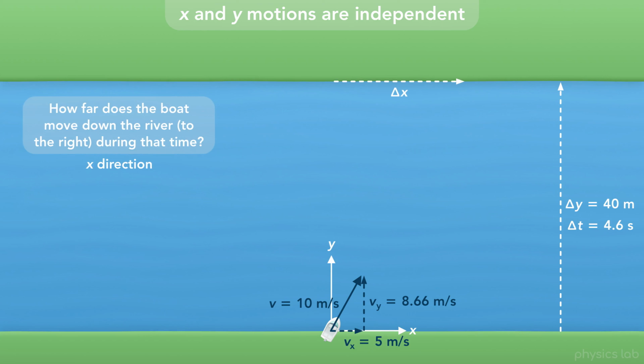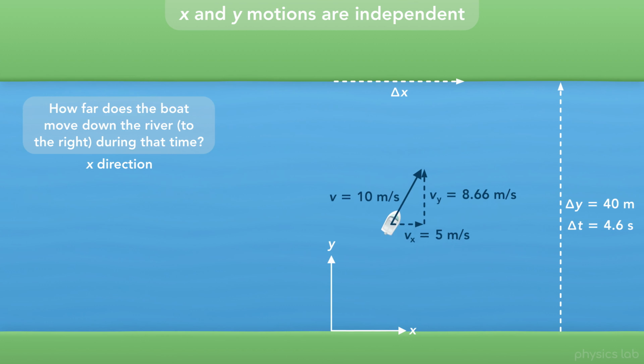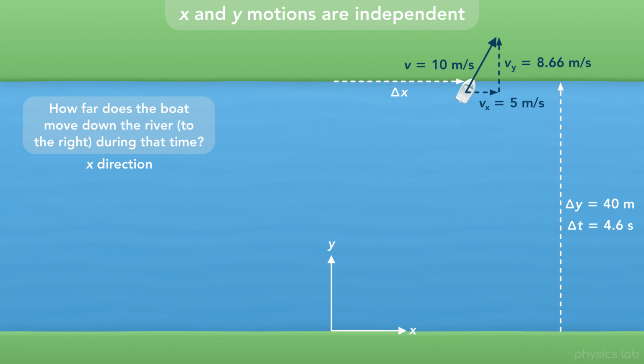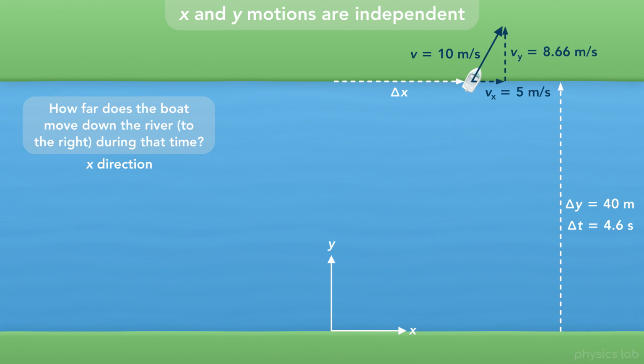Now, how far does the boat move down the river to the right during that time? For this question, we're looking at the motion in the x direction. However, notice that the same period of time, 4.6 seconds, applies to the y motion and the x motion. The concept that time is shared between the x and y motions will be important for projectile motion, and we'll revisit that idea in another lesson. So if the boat is moving to the right at 5 meters per second, how far does the boat move to the right in 4.6 seconds?